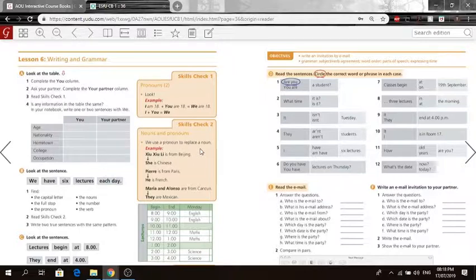Okay, so moving on now here to exercise A, writing and grammar still. These are the final 2 pages. Look at the table, so complete the you column, and complete the your partner column after asking your partner, obviously. And read skills check 1. So is there any information in the table the same? Okay, so let's read skills check 1 together.